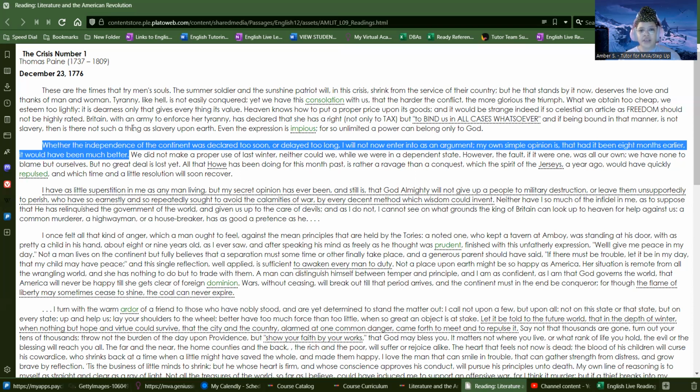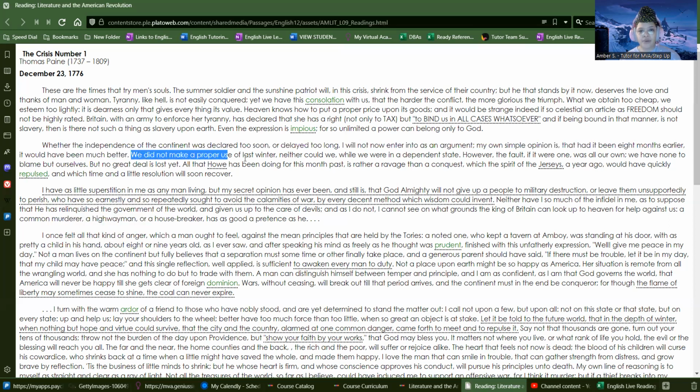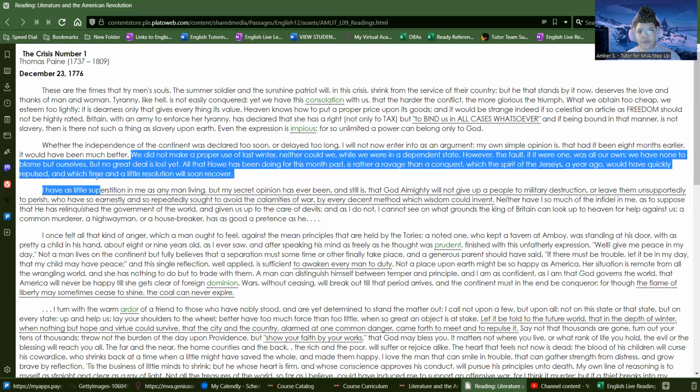This first part of the sentence basically says that he's not going to make an argument about if the independence of America was declared too soon or delayed too long, because this was a discussion that people were having at the time. So he just says, my simple opinion is that if it had been 8 months earlier, it would have been much better. And then he says, "We did not make a proper use of last winter. Neither could we while we were in a dependent state. However, the fault, if it were one, was all our own. We have none to blame but ourselves."